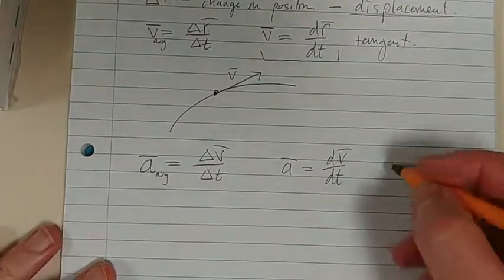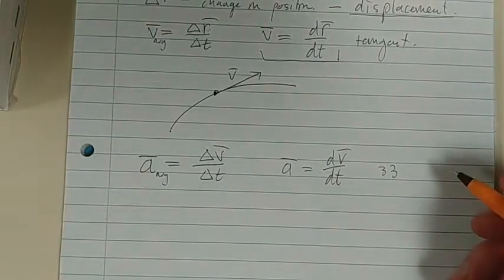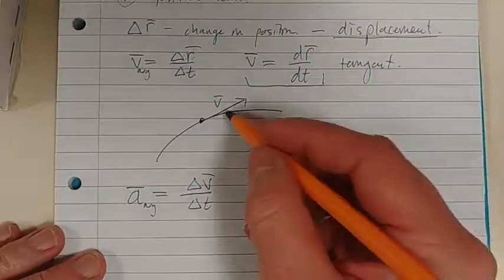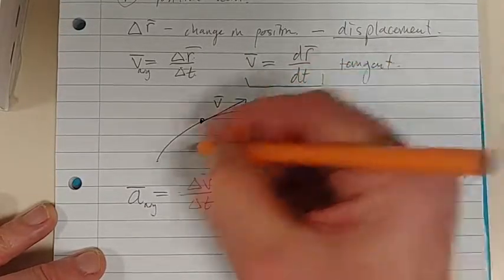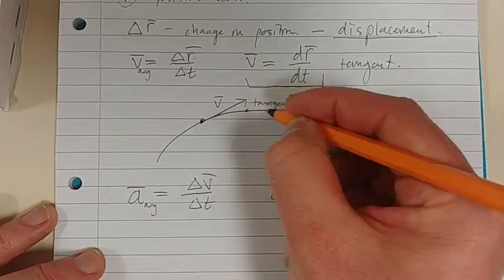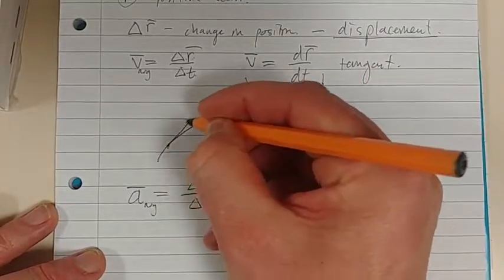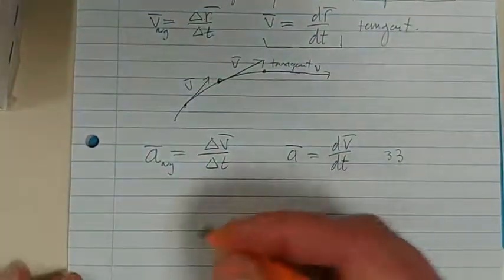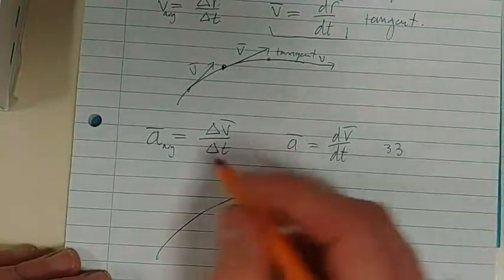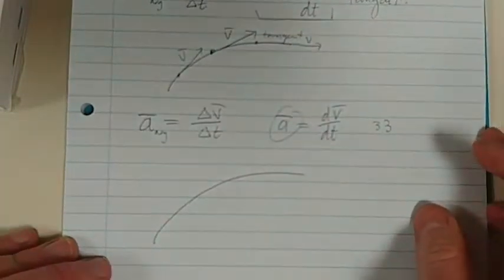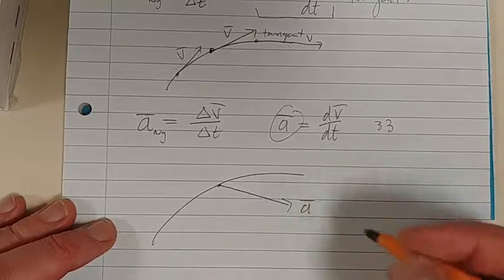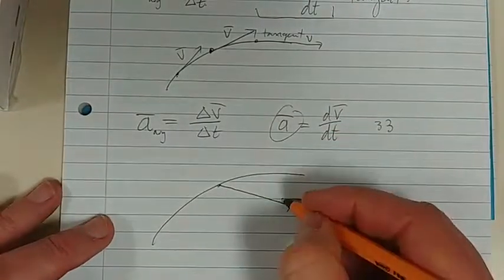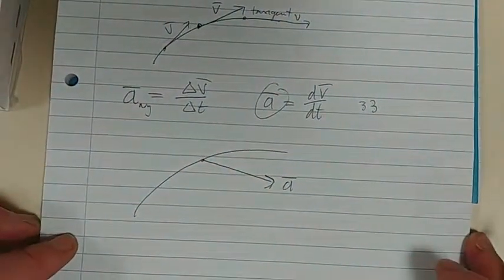So you can go to, I think it's page 33, and you can look at the derivation. But the velocity vector is always tangent to the path. At any point, it's going to be tangent. The velocity vectors are always going to be tangent. And if there's my path, the acceleration vector will always be somewhere on the inside of the curve.